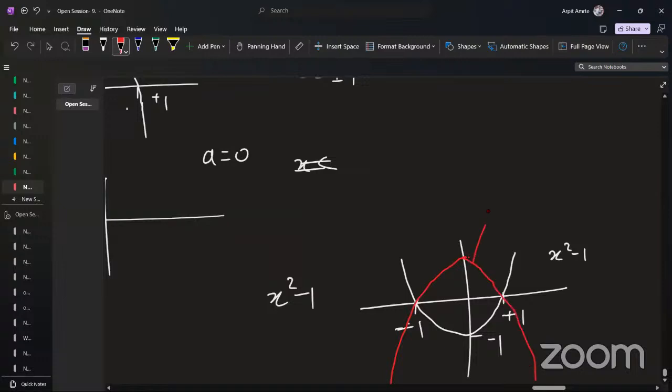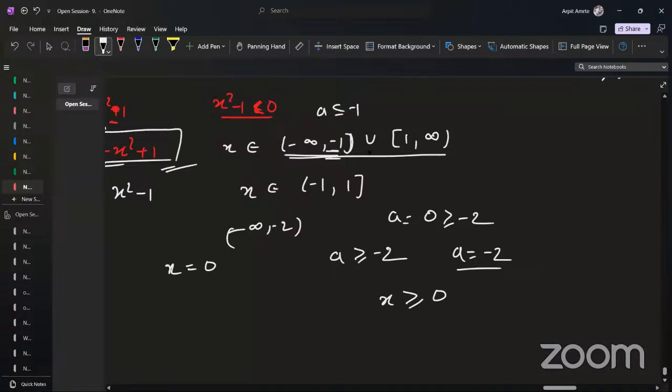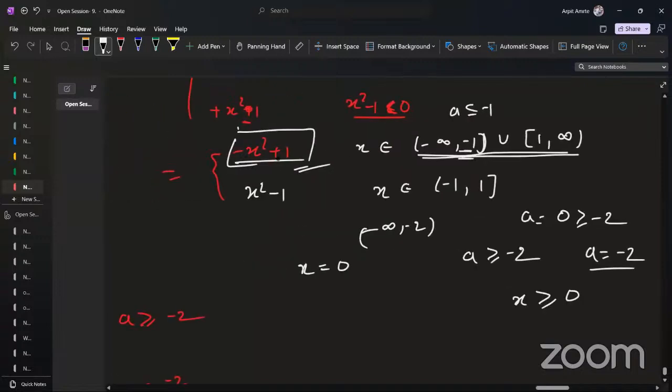The red graph is what? This is minus x square plus 1, right? Yes, sir. Right? What I need next in this minus 1, in this region, in this region, I need this minus x square plus 1.